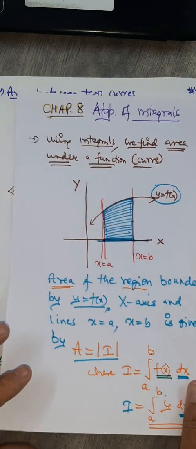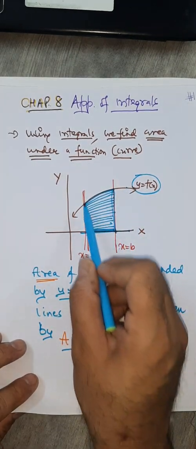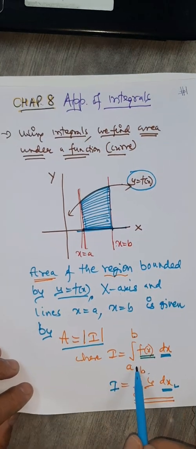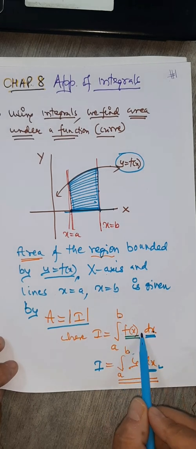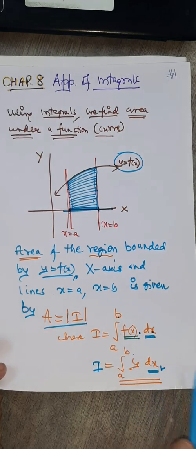Okay, so let me just recall from the beginning. What's the beginning of this one? Bounded by the function, a to b. So you will get this region. So area is given by this integral a to b f(x) dx. dx लिख रहे हैं तो यहाँ पे x वाला एक्सप्रेशन आना चाहिए. That means फंक्शन में से y निकालो, y dx.